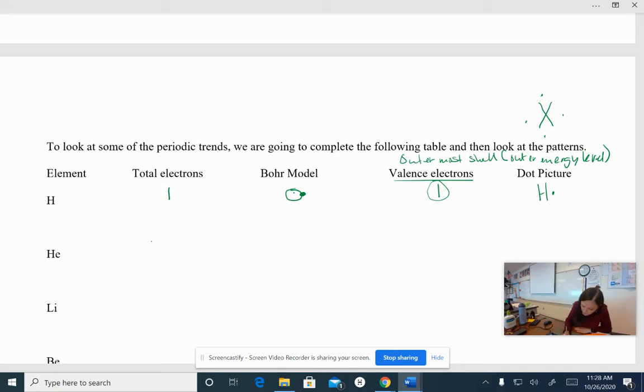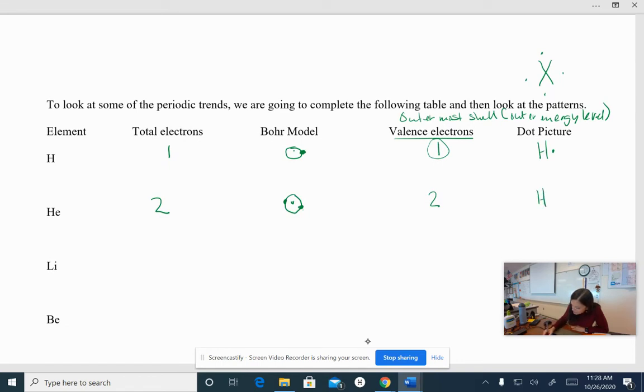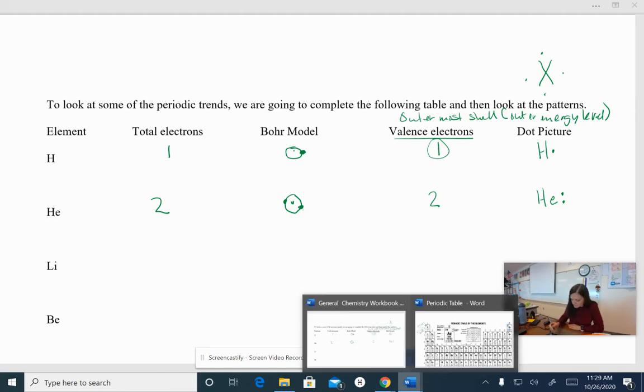So helium, I've got 2 electrons, and we're still on that very first row of the periodic table. So I'm still on that first energy level. So I've got 1 and 2 electrons in that first energy level. So I've got these 2 electrons on the outermost energy level, so I will have 2 valence electrons. So when I make helium's dot picture, I'm going to show 2 dots because I have 2 electrons on that outermost energy level. Okay, let's look at lithium.